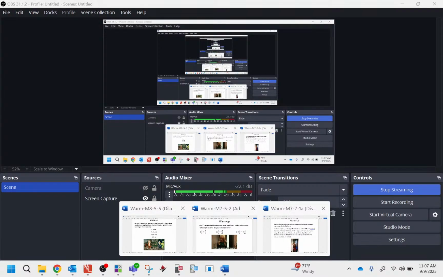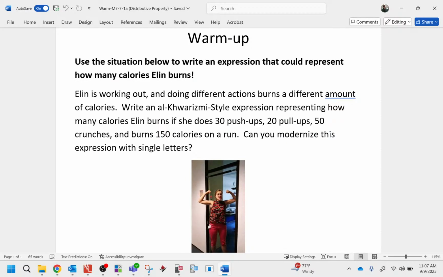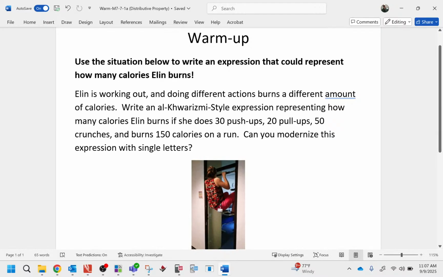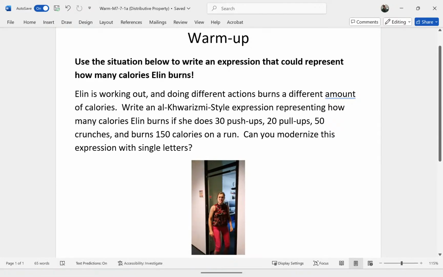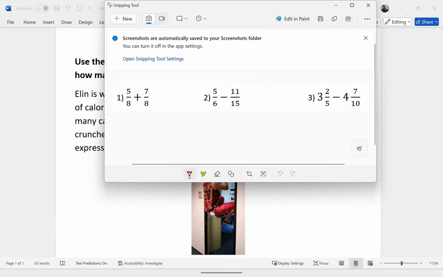Those of you at home, guys, this is our warm-up. Elan's working out and doing different actions, burns different amounts of calories. Write an algebraic expression representing how many calories Elan burns if she does 30 push-ups, 20 pull-ups, 50 crunches, and burns 150 calories on a run. Can you modernize this with single letters? You're going to want to pause the video and do that because we are ready to go.